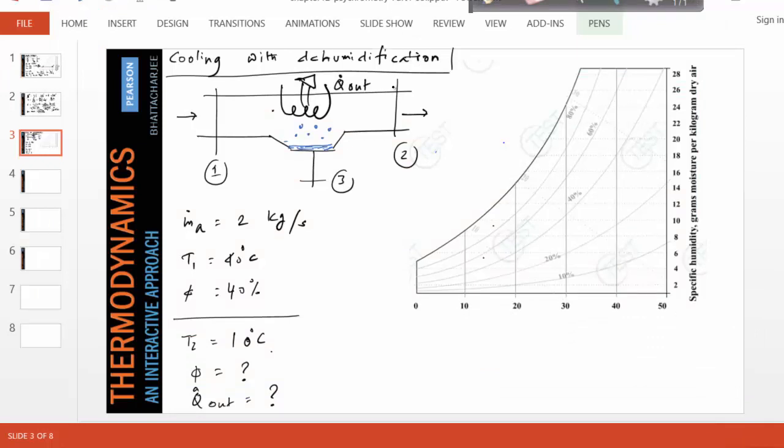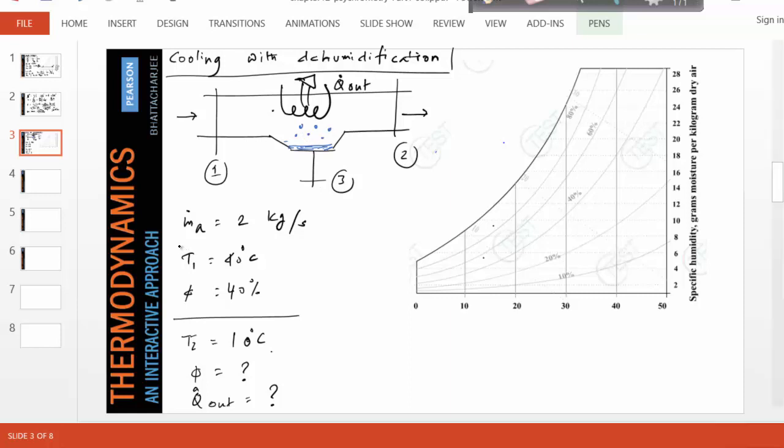In this diagram, in this schematic, we show an air conditioning process which is known as cooling with dehumidification. Cooling, of course, is obvious. We are taking heat out, Q dot out, from a stream of moist air flowing through this duct. But dehumidification means the air is cooled below its dew point temperature, so that water droplets are condensing out, and the condensate is removed at state 3.